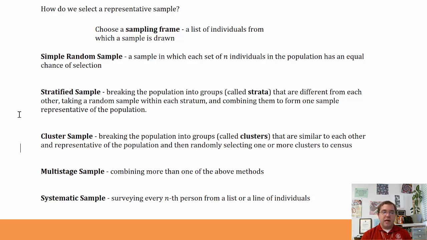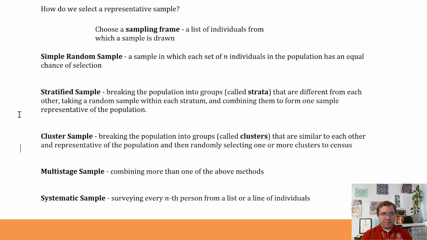A simple random sample is a sample in which each set of some number n of individuals in the population has an equal chance of selection. If I'm drawing a sample of 100 people, then every possible sample I could make of 100 people has the same chance of being chosen. So a sample of 100 people over here has to have the same chance of being chosen as a sample of 100 people over here. Every possible sample I could conceivably make of 100 people has to have the same chance of being selected. That's a simple random sample.